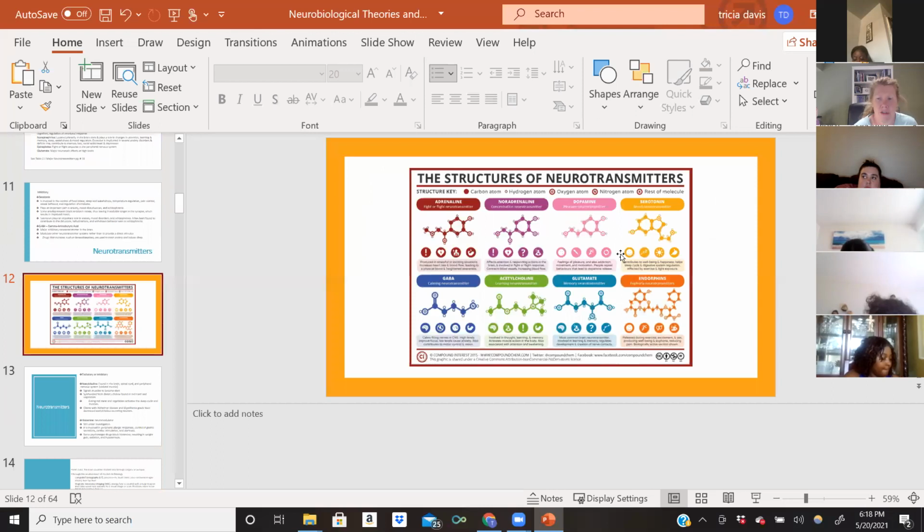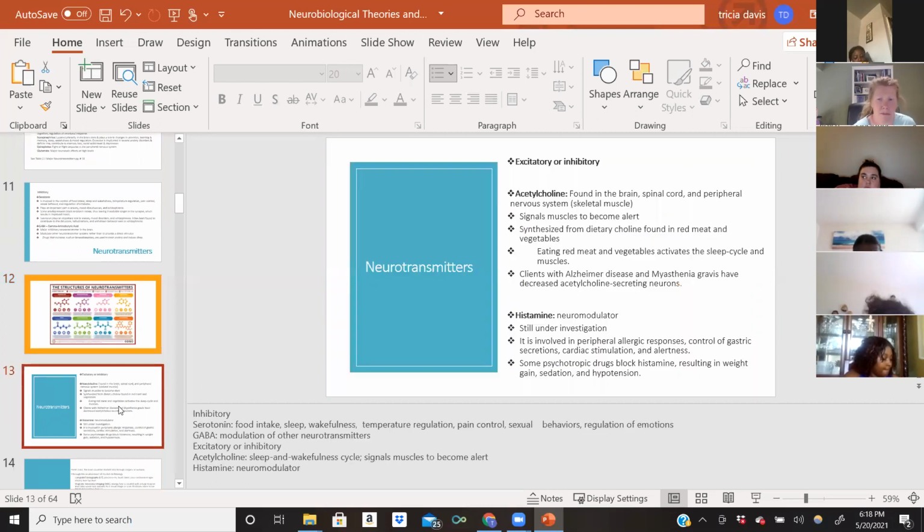So these are the structures of the neurotransmitters. This is actually from your book, so you guys can find this in your book.